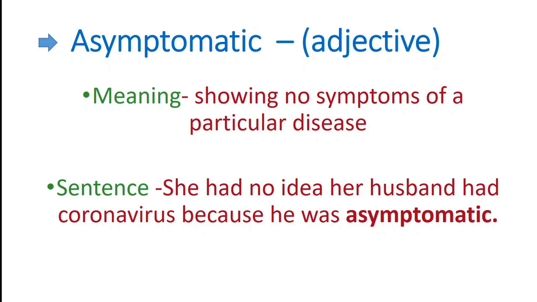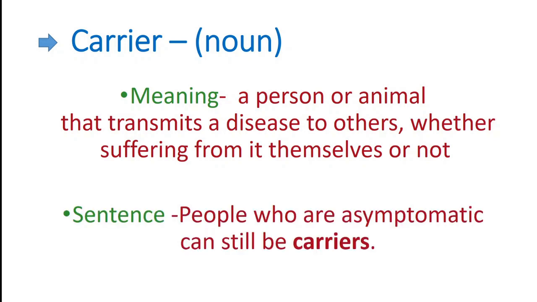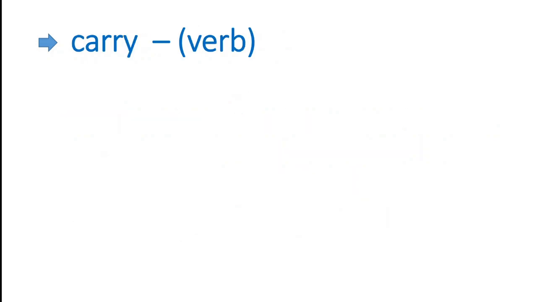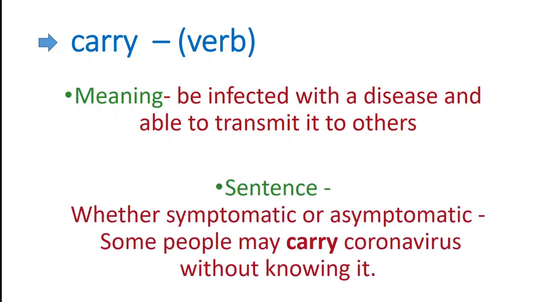Carrier, noun, meaning a person or animal that transmits a disease to others whether suffering from it themselves or not. Sentence. People who are asymptomatic can still be carriers. Carry, verb, meaning be infected with a disease and able to transmit it to others. Sentence. Whether symptomatic or asymptomatic, some people may carry coronavirus without knowing it.